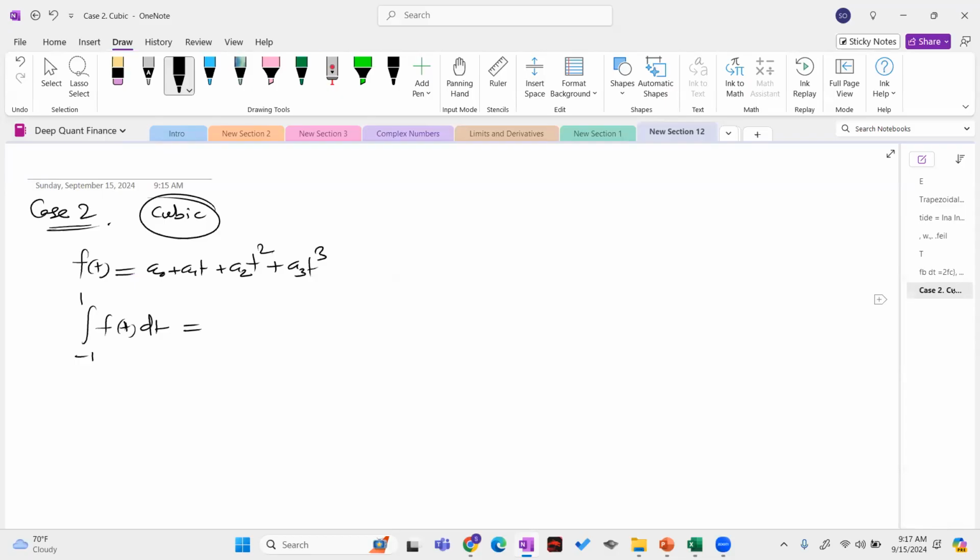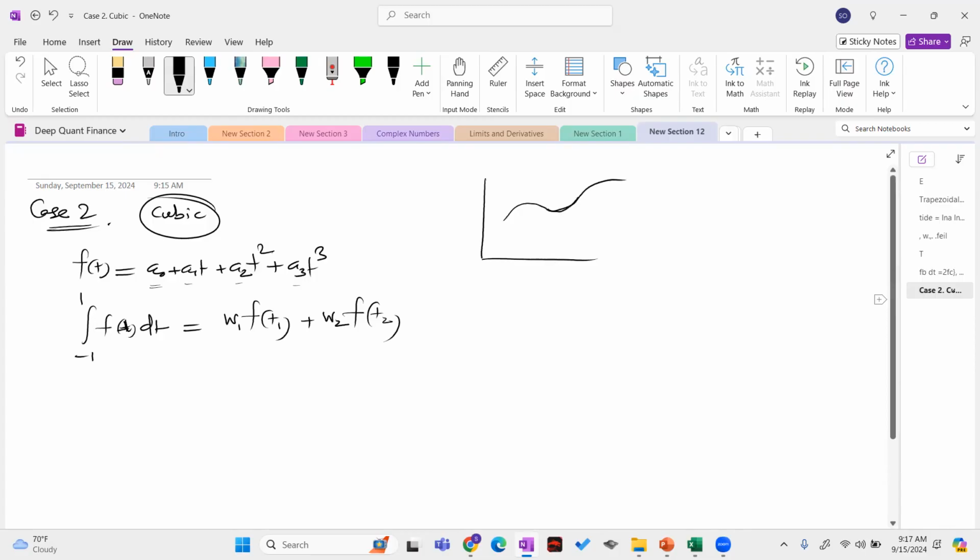For cubic, we have how many parameters? A0, A1, A2, A3, right? Any cubic function can have these four different parameters. They will behave differently. So on the right-hand side, we also need four terms. And how will that look? Let's say W1 f of t1 plus W2 f of t2. So we have any cubic function.